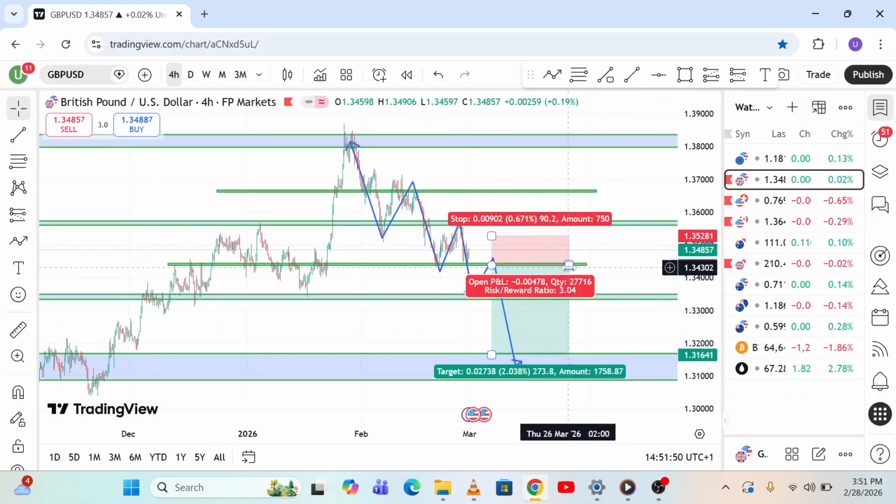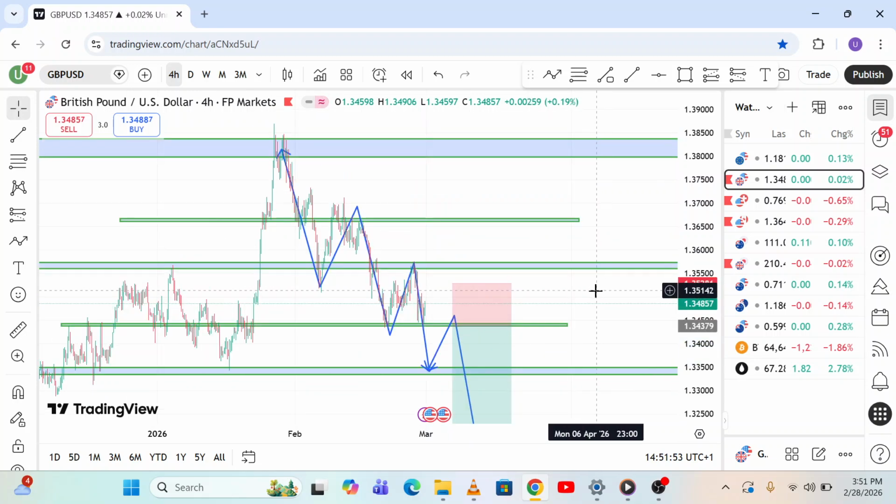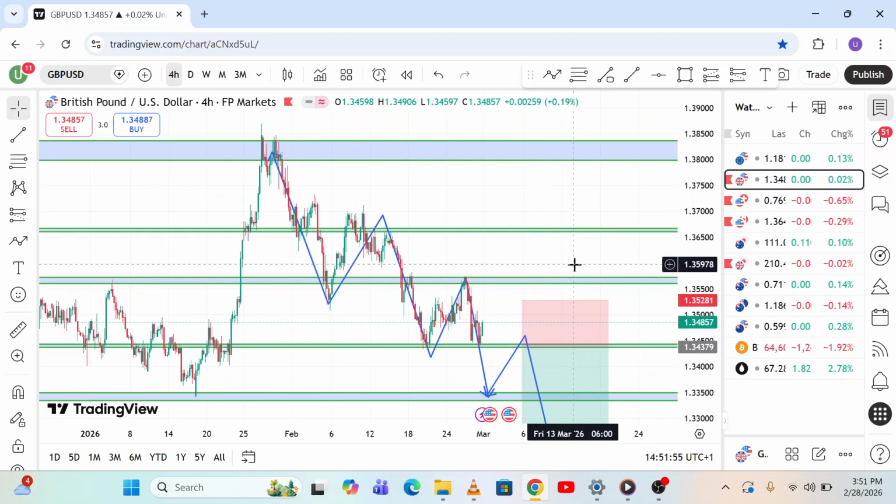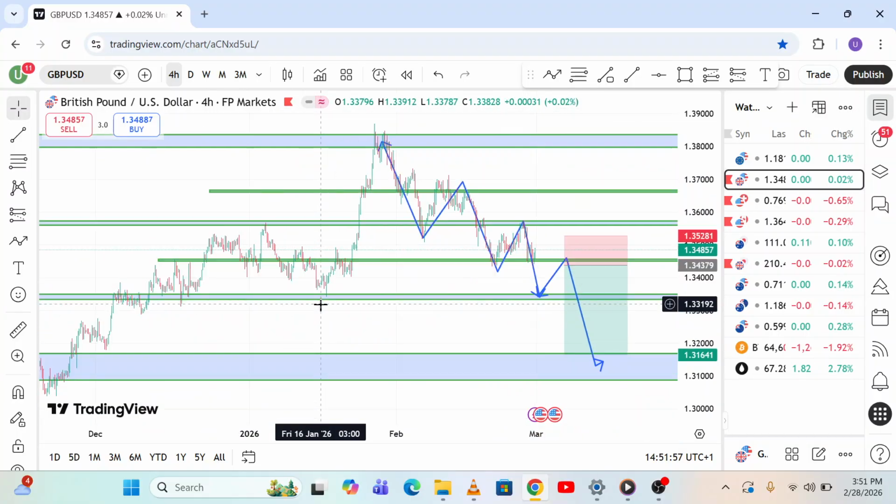We can target this 3 risk to reward. This is the possibility. This is all about the GBP USD.